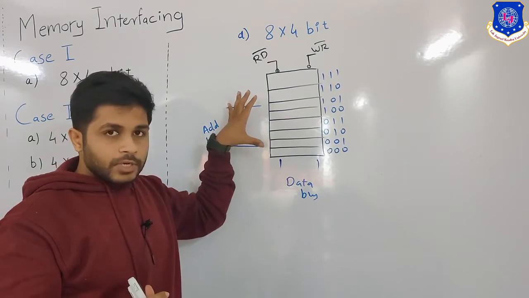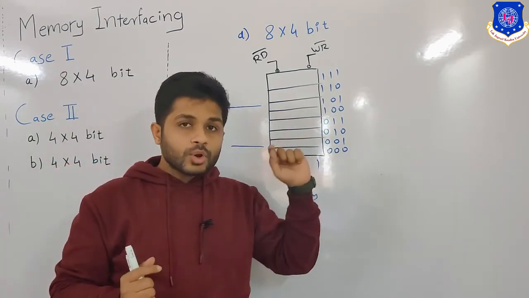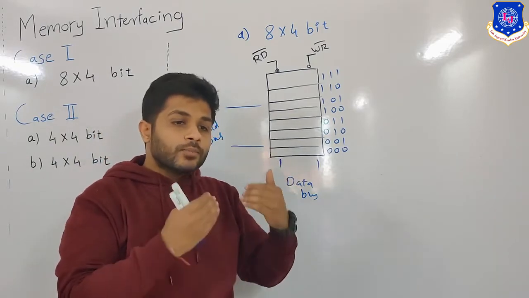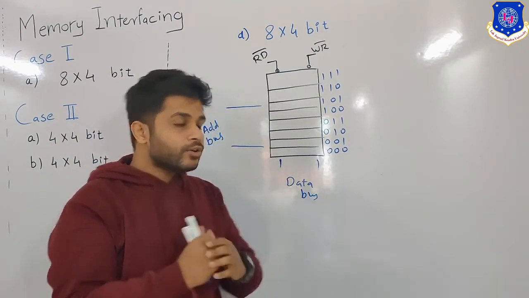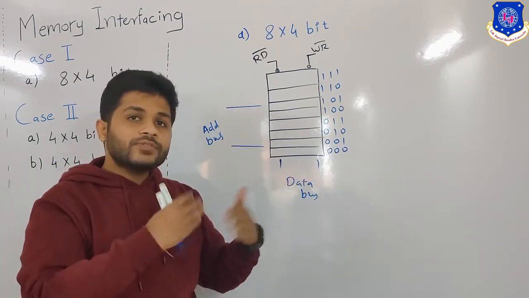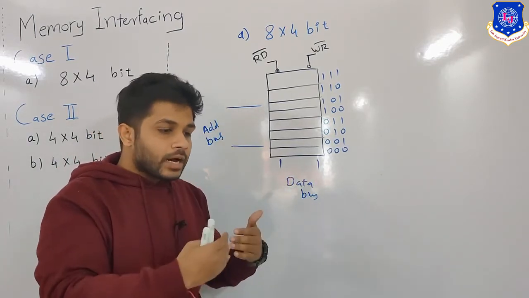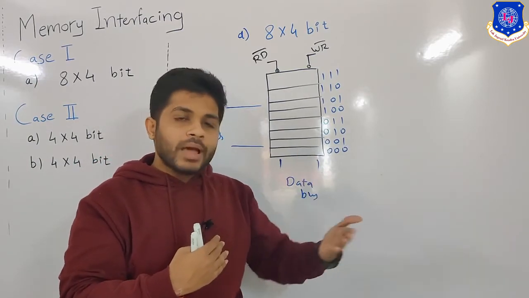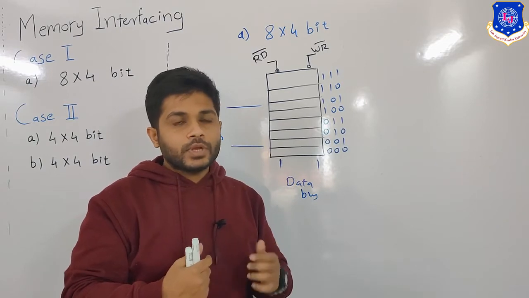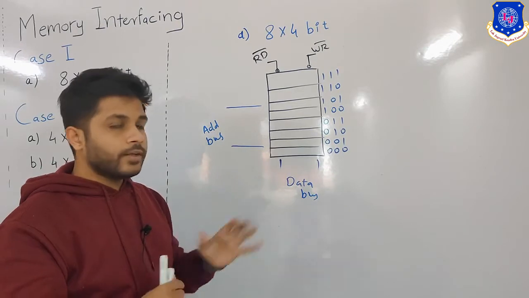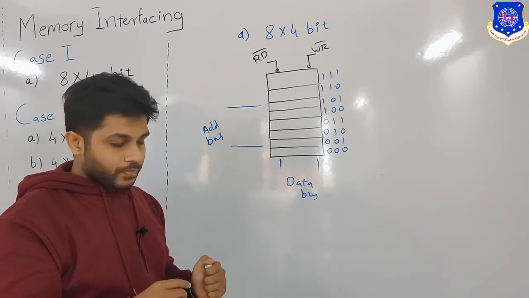We need the address bus to select a particular location. We need control signals to decide whether the processor wants to read or write, and we have to provide the data bus to transfer the data, to either send data from the microprocessor to memory or read data from memory to microprocessor. Okay, so these are the things needed for memory interfacing.